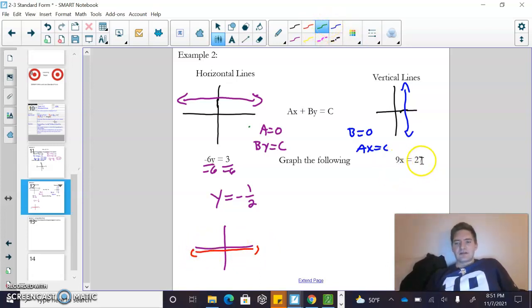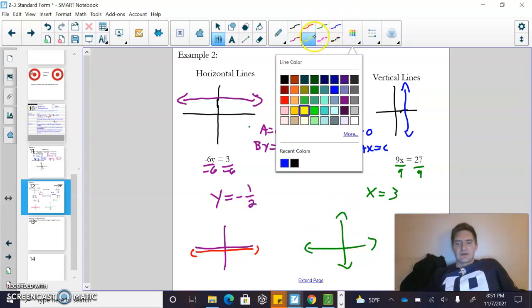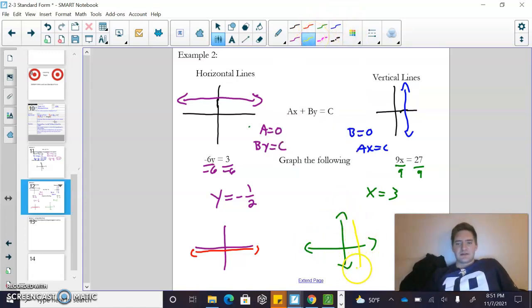Then my other one, 9x is equal to 27. I'm going to divide by 9 on both sides and get x is equal to 3. And that is going to be a vertical line going through x is equal to 3.